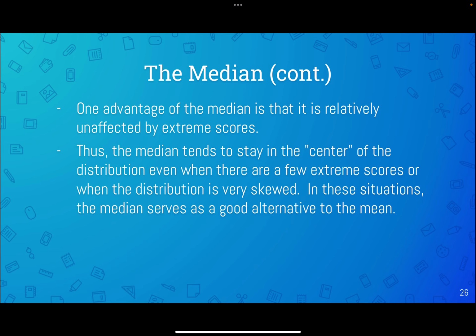The median, one of the advantages is that it is unaffected by extreme scores, because we are going for the middle point. We're not counting the very high numbers or the very low numbers. So that's why the median is usually in the center of the distribution, even if we have very extreme scores. When we have a lot of skewedness, the median is a better measurement than the mean.